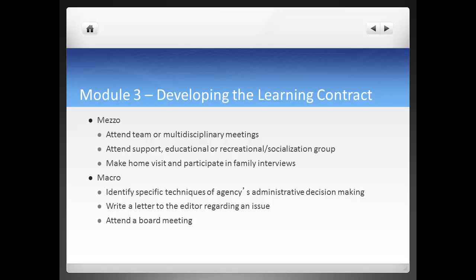On a macro level, the community or organizational level, it could be having the student identify the techniques of an agency's administrative decision-making style. It could be asking the student to write a letter to the editor regarding an issue that impacts the client population your agency is serving. It could be having the student attend a board meeting so that they can understand the function of the board for your particular agency organization. Those are all examples of activities at those various levels of practice that you could have your student participate in.